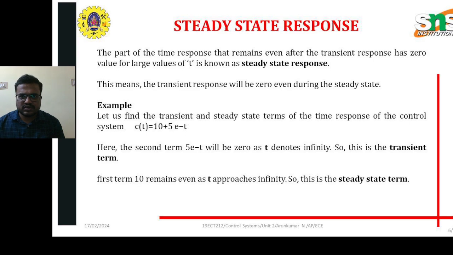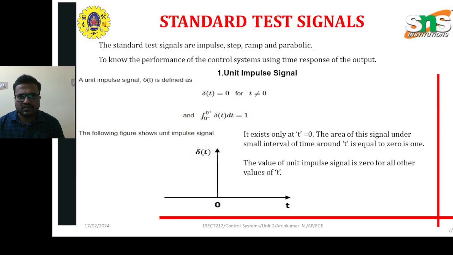Example. Here they are given c(t) equal to 10 plus 5 e power minus t. Initially, 5 e power minus t will be 0 at time t tending to infinity. So this is the transient term, and the first term remains even as t approaches infinity. So this is called the steady state term.